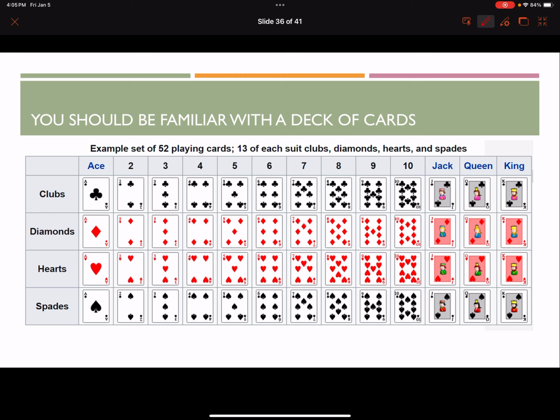So there's 52 cards total in a deck, and there's clubs, diamonds, hearts, and spades. Half of those 52 cards are black, so like clubs or spades. Half of them are red, so like diamonds or hearts. And then you can get an ace, 2, 3, 4, 5, 6, 7, 8, 9, 10, jack, queen, king. And just one more thing to clarify, when we talk about face cards, it's these: jacks, kings, or queens.